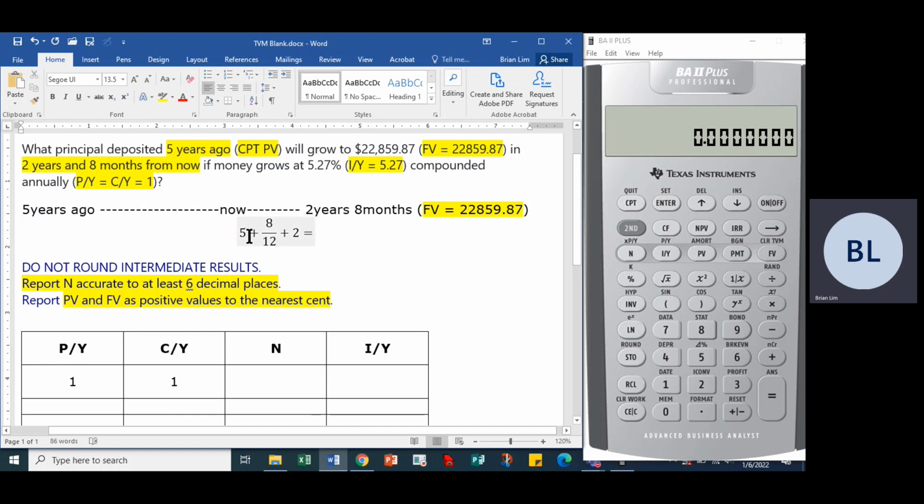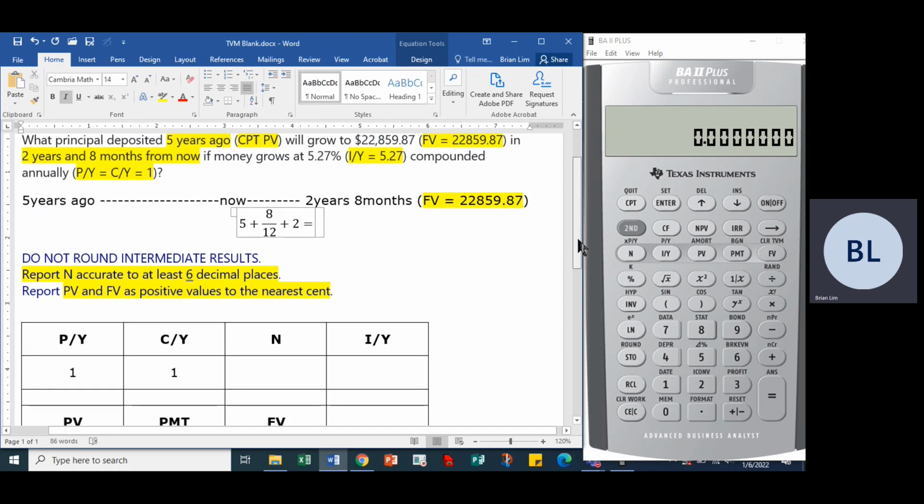So we have to add the 5 years ago, and then we get to now, and then 2 years and 8 months. So this will do the job for us: 5 plus 8 divided by 12 plus 2. Now we can do that on the calculator, or we can wait and do that when we get there. Let's fill in the numbers we know.